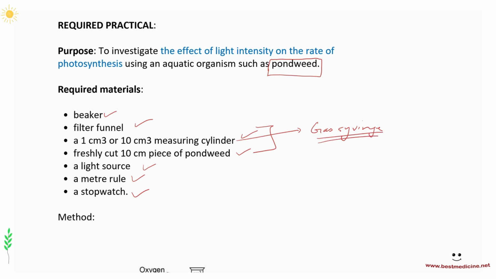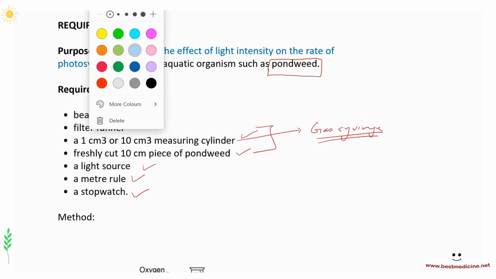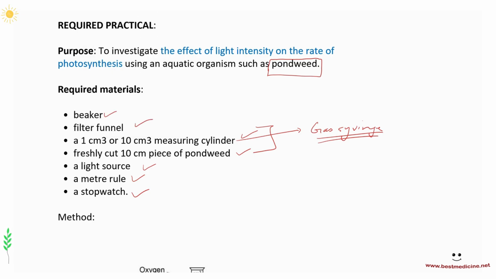Occasionally for AQA sciences, measuring the volume of a gas, especially in chemistry and biology, is a very popular question. Whenever there is a measuring of volume of a gas or anything else, you always want to mention the measuring cylinder and gas syringe, most of the time. So these are very popular options for other questions as well. Freshly cut 10 centimeter piece of pondweed, light source, meter rule, and stopwatch.